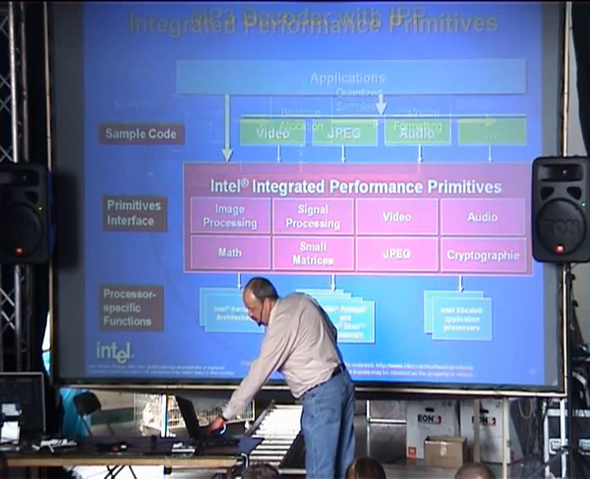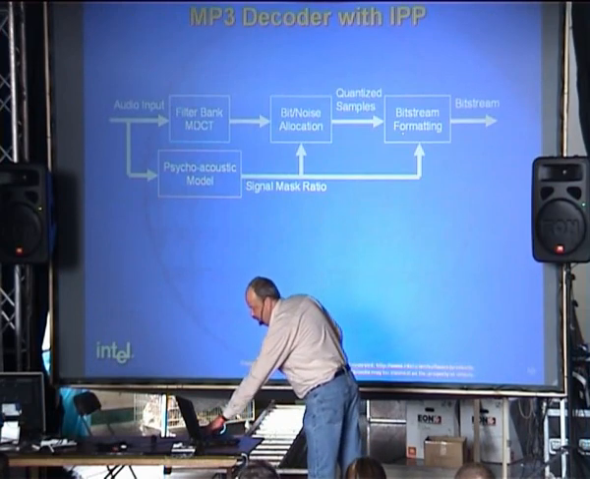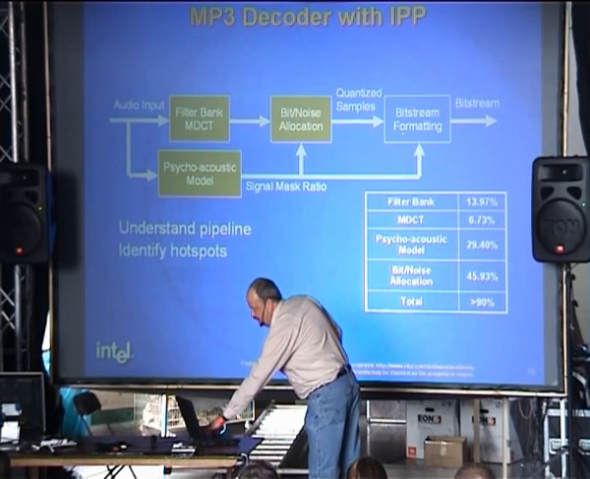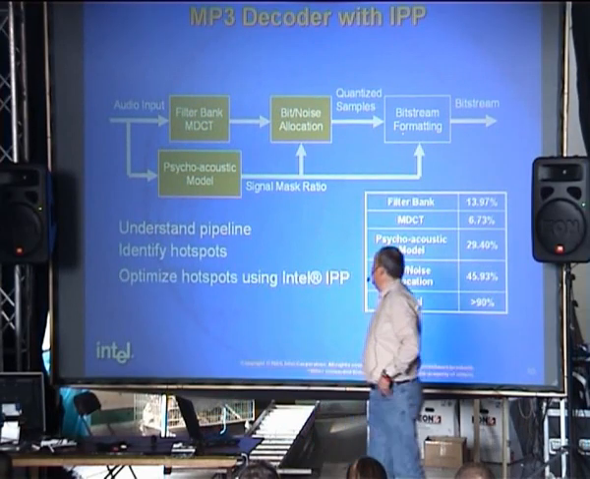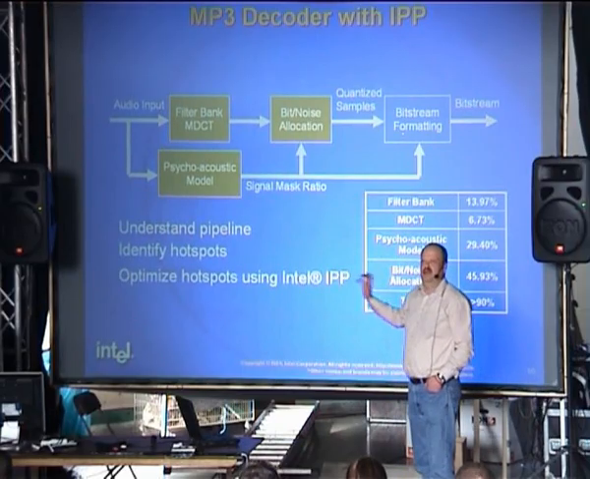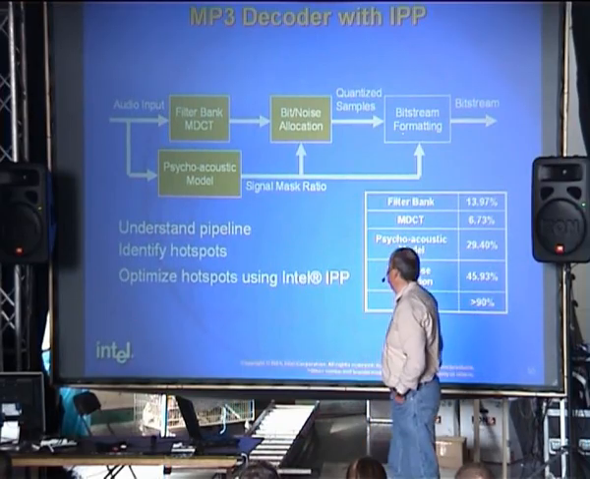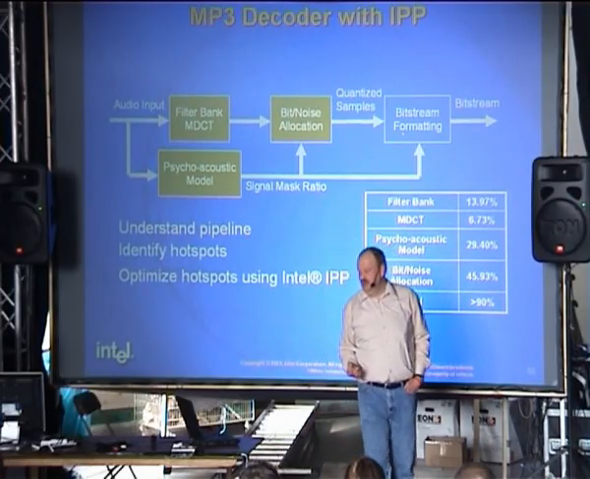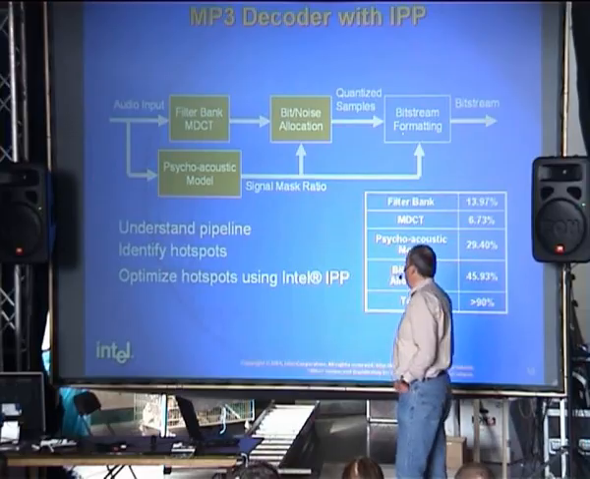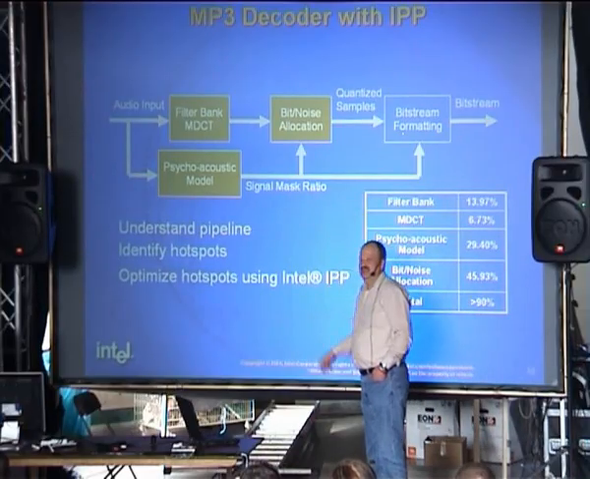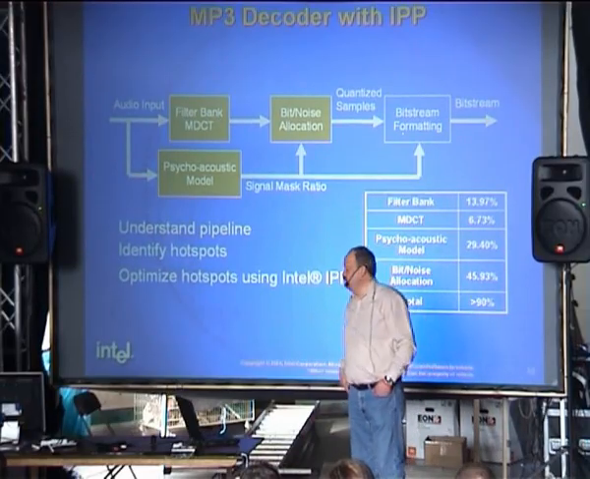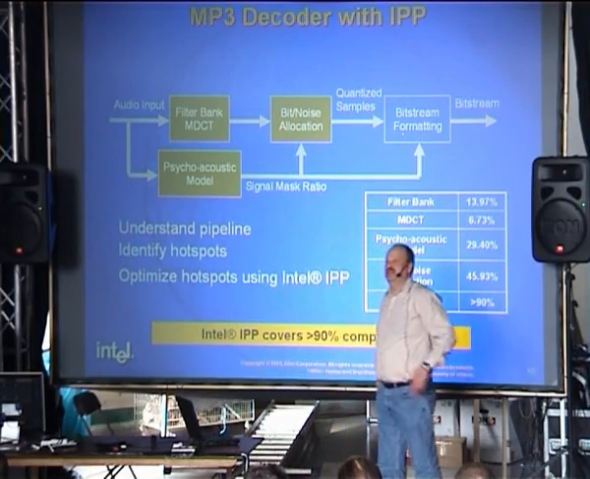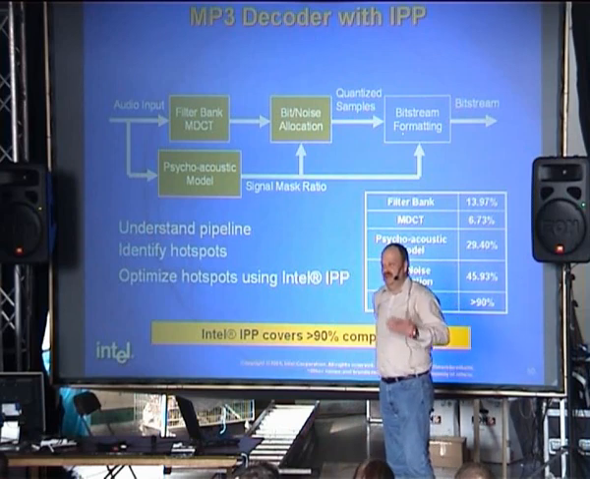Very easy way to get optimal performance. And here, one example, an MP3 decoder. If you would like to implement this, you simply check the pipeline you want to implement in your application, and then you identify the hotspots, those parts of your application where most of the computation time is spent, and then you simply can select the corresponding routines from this library. And in total, I think it's here, you get over 90% of this computation realized by this IPP library.